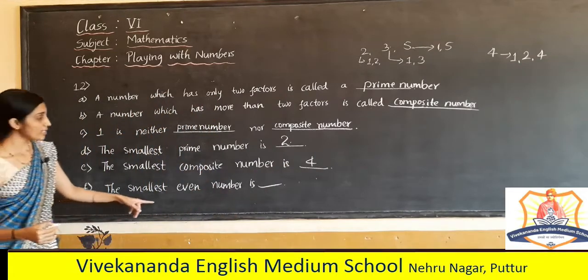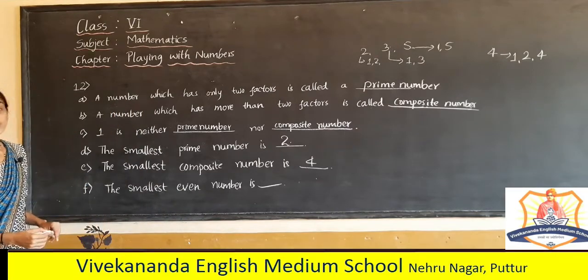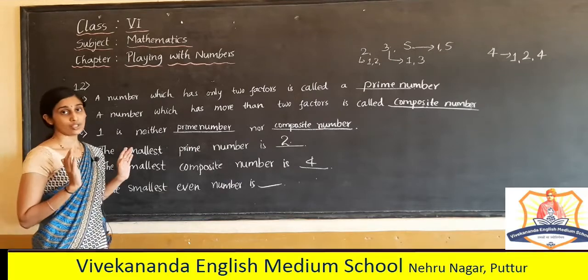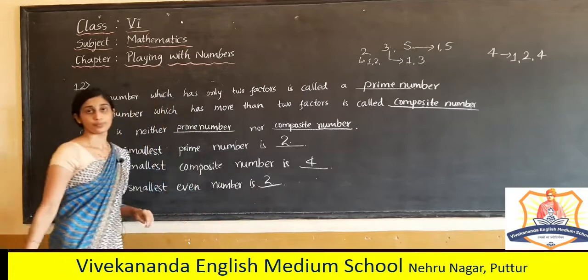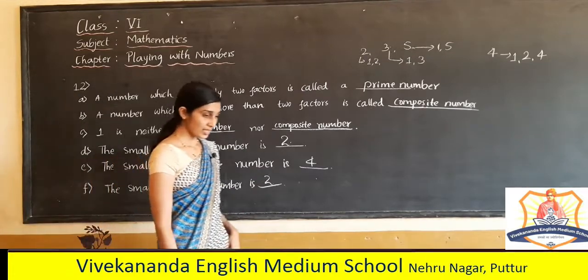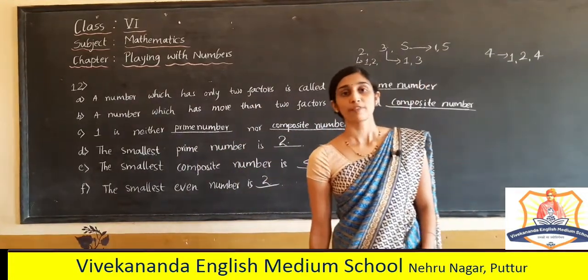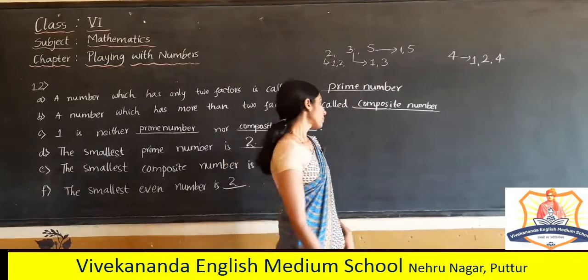Next, which is the smallest even number according to the set of natural numbers? It is 2, and it is also a prime. So next let us study divisibility tests. Tests for divisibility of different numbers.